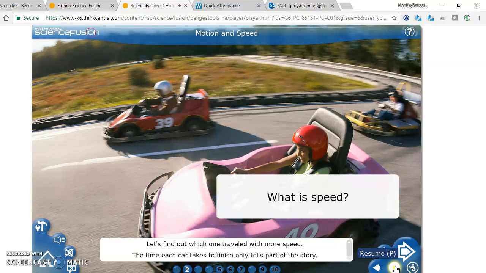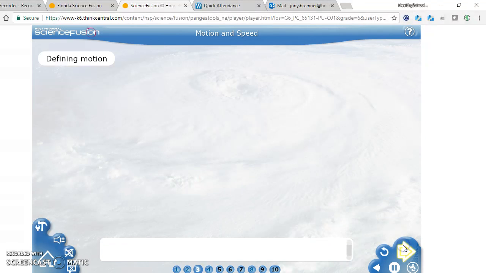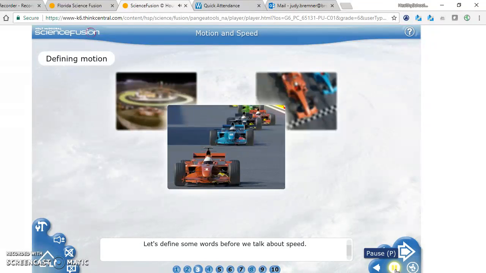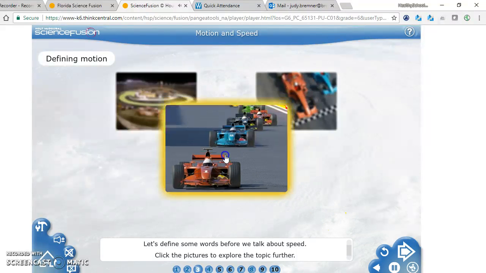The time it takes each car to finish only tells part of the story. Look at the tracks. One car had to cover a lot more ground in those 10 seconds. Speed is more than just the amount of time it takes to get somewhere. Let's define some words before we talk about speed. Click on the pictures to explore the topic further.